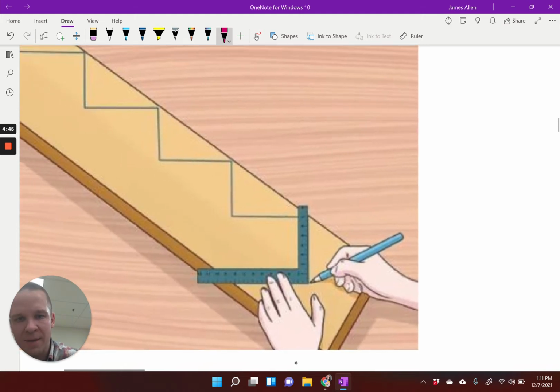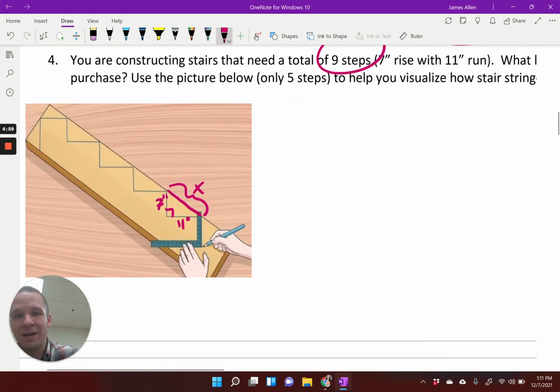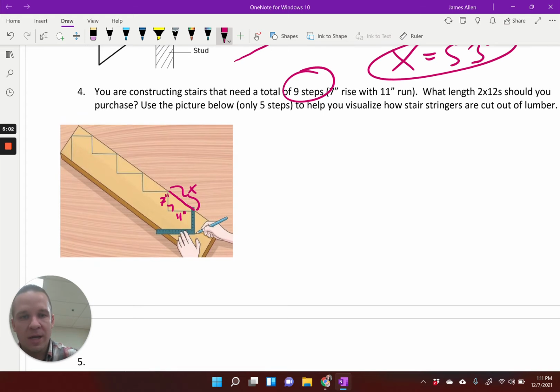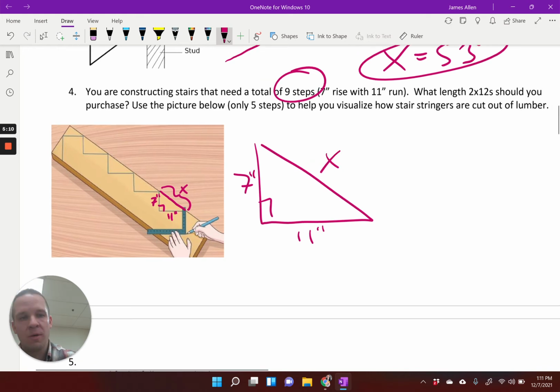Now, if I were to label that 7 inches, 11 inch run, what I'm trying to calculate is this length right here, which is my hypotenuse of said right triangle, that is 7 and 11. I'm going to draw that larger so we can work with it in this problem. So 7 inches, 11 inches, and x. So Pythagorean theorem once again for the win.